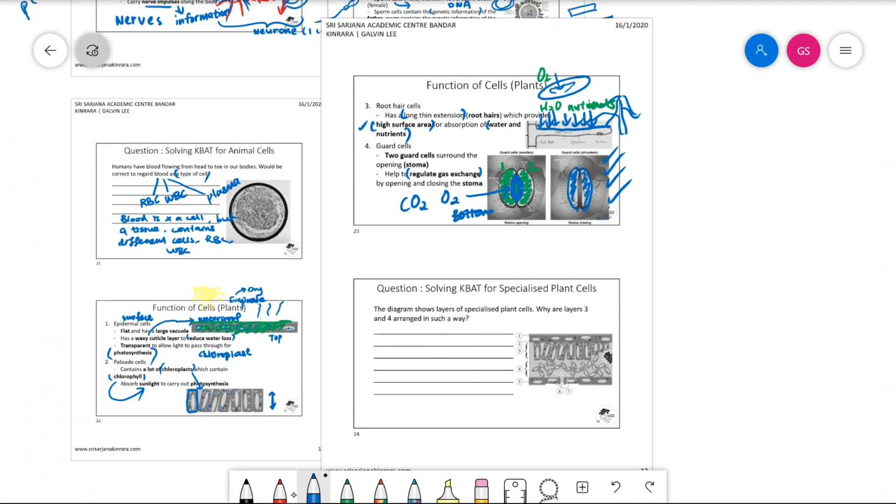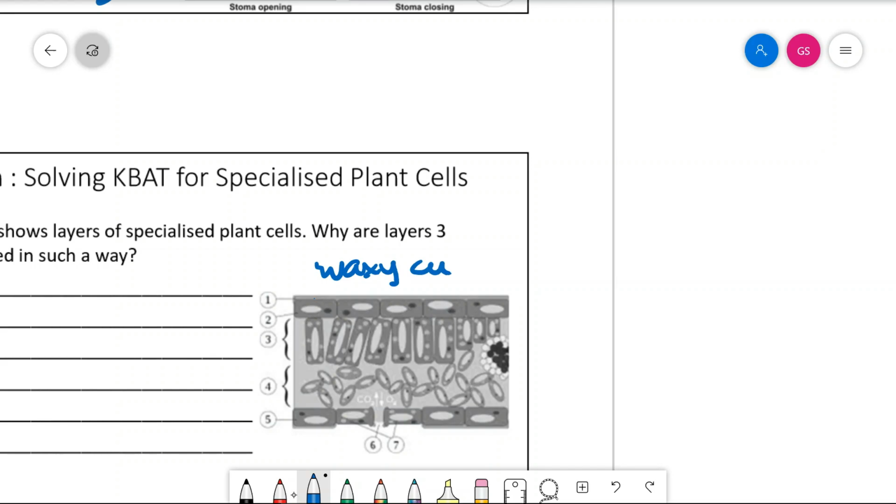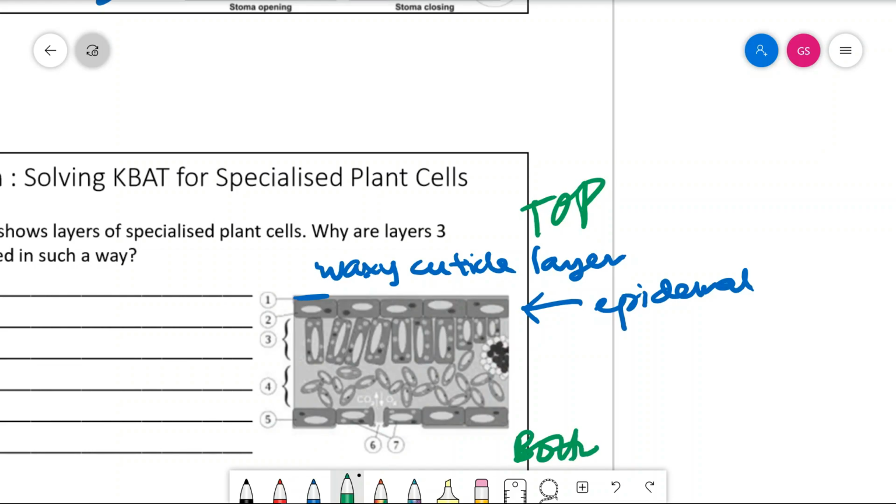In which the name, we call it what? We call it the waxy cuticle layer. Okay, for number one, which is the one here. After that, the one here, yang berbaring. What do we call this? We call this the epidermal cell. Why? Because it is on top. This is the top of the leaf. This is the bottom of the leaf. So, epidermal cell. After that, what happens?